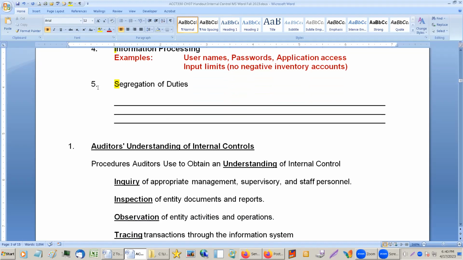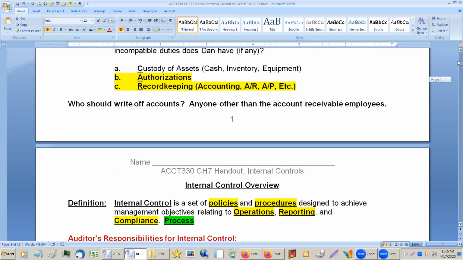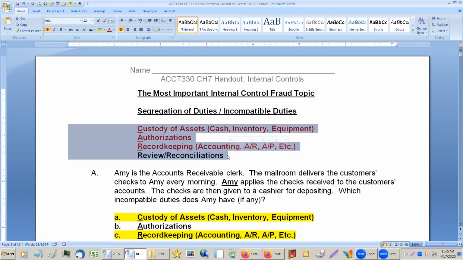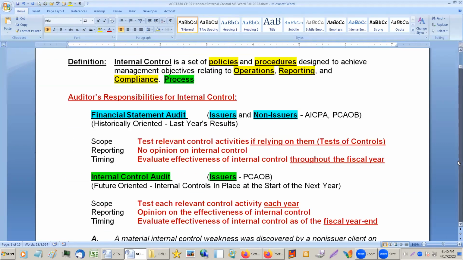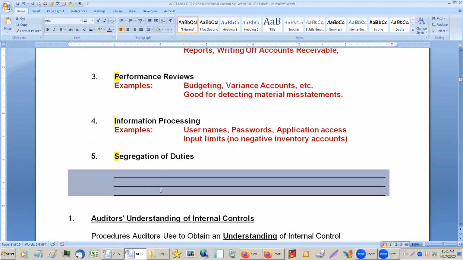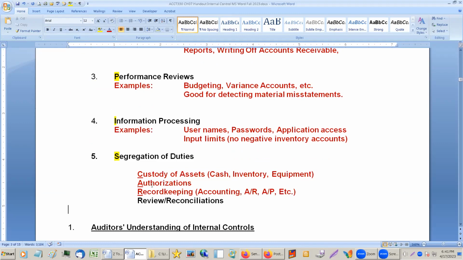All right, segregation of duties we just did. And again, sometimes you'll see that authorization shown in there. Not usually, but sometimes. Sometimes you'll see this one in there too: the review and reconciliations. But for these, the first 3 are usually the ones up there.